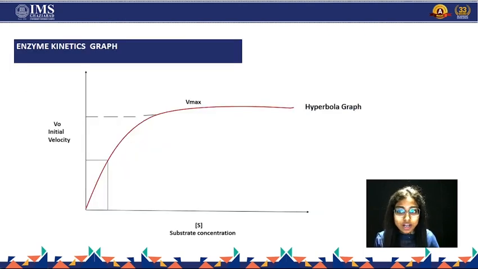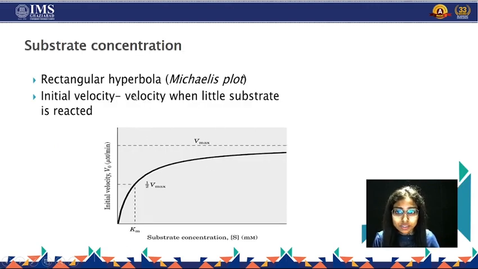Next, this is the graph of enzyme kinetics, in which the y-axis shows the initial velocity and the x-axis shows the substrate concentration, where this shows V max, which is the final velocity. This graph is hyperbolic in nature, and it is also known as a Michaelis plot. Initial velocity is the velocity when a little substrate has reacted.